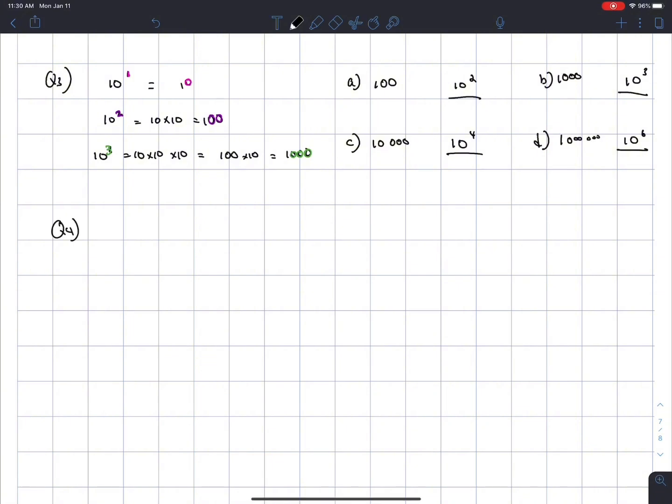Question 4. So just need to rewrite these in terms of a power. 2 times 2 times 2 times 2. Because we are multiplying 2 4 times, we can say it's 2 to the power of 4. 2 times 2 times 2 times 3 times 3. This time we have 2 to the power of 3 because there are 3 2's. And 3 to the power of 2, or 3 squared. Whenever something is raised to the power of 2, it is also called square.